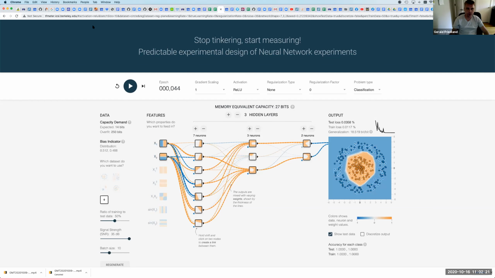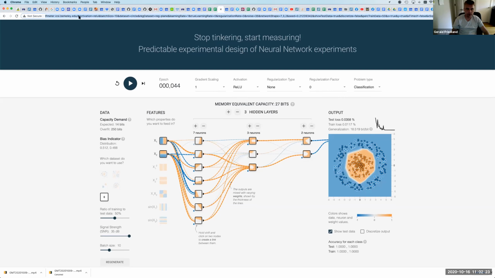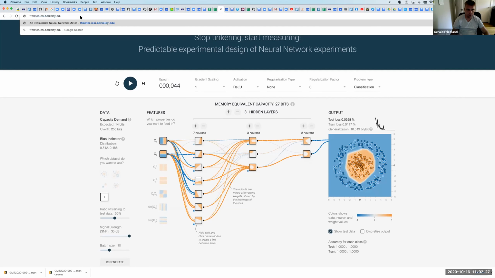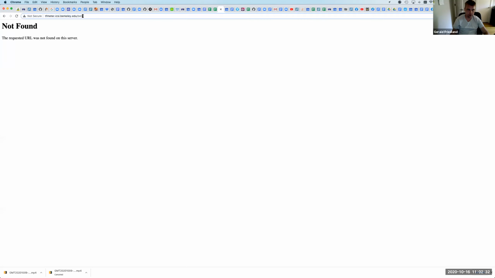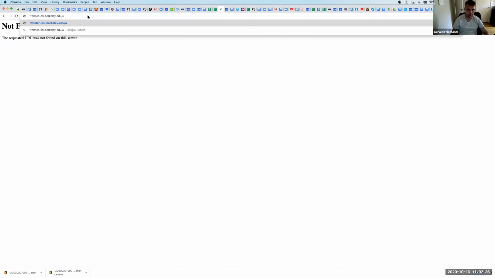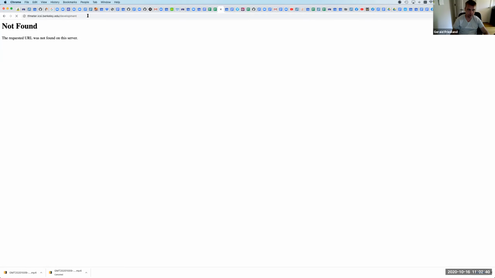Yeah, so there is a version of TF meter that actually has residual connection. I think it was called beta or alpha or development. Okay, I will find it for you.